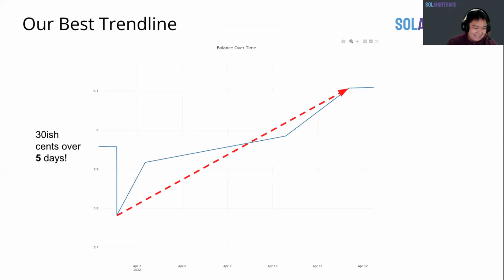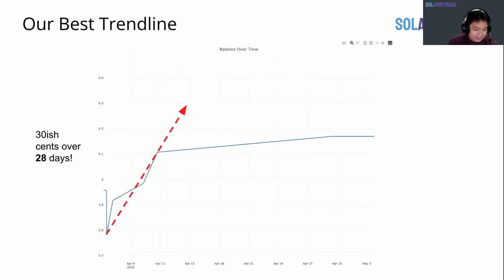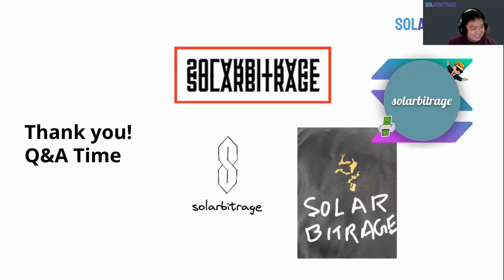Yeah, and to better show you our results, here's our best trend line for our wallet balance over time. Starting on April 7th, in this 5-day period, we gained a total of 30 cents. And if we go to present time, we still only made 30 cents total, but that's like a cent per day. And we'd like y'all to keep that in mind. Yeah, thank you.